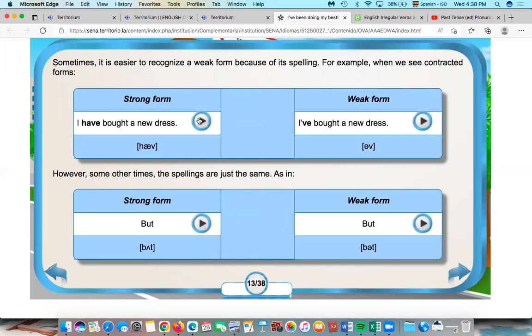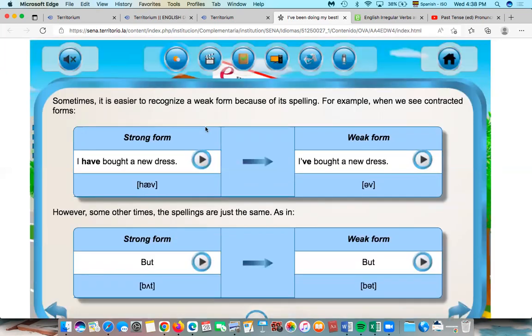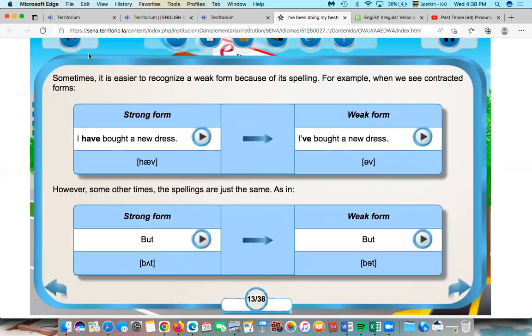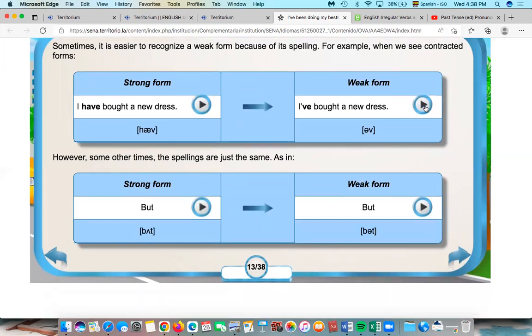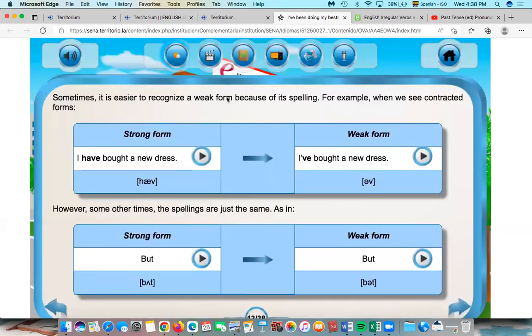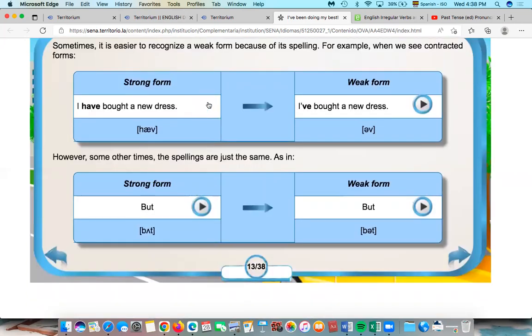You see. Let's listen. Okay, let's see. It's not working. It's in my computer, probably. Here.